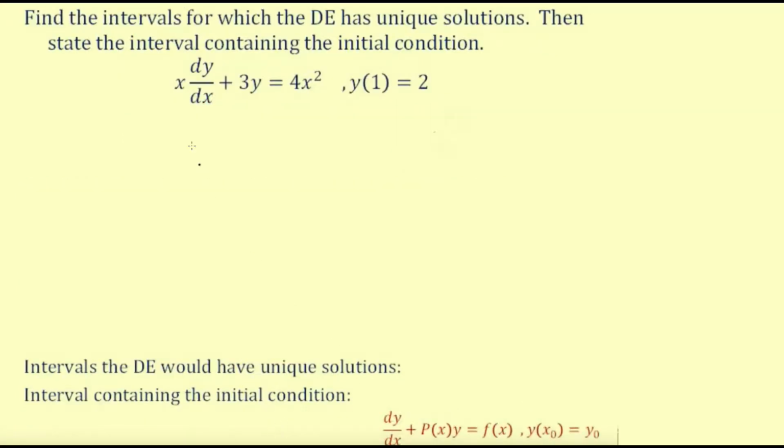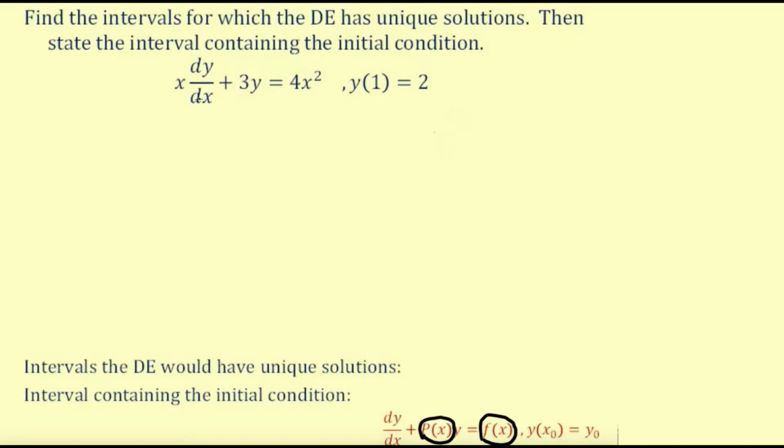Now let's look at this problem. Here it asks us to find the intervals for which the differential equation has unique solutions, then state the interval containing the initial condition. In order to find this, we have to know where p of x and f of x are continuous. If you look at the standard form, p of x is the value that's multiplying y, and f of x is the value after the equals sign.